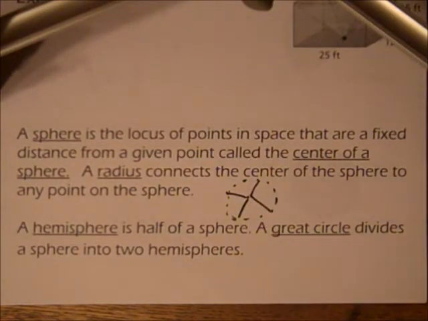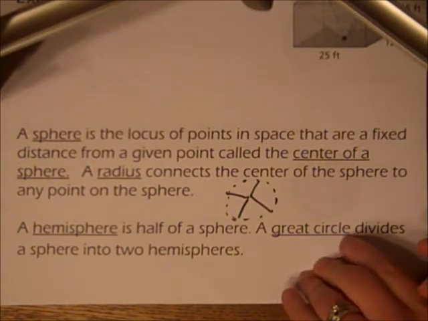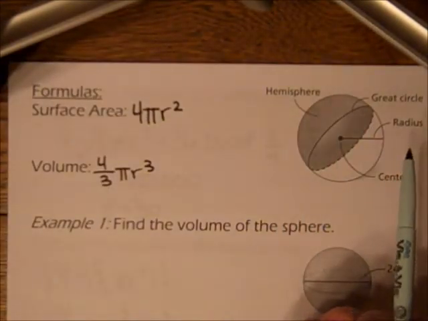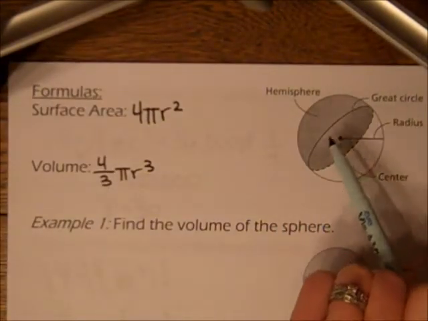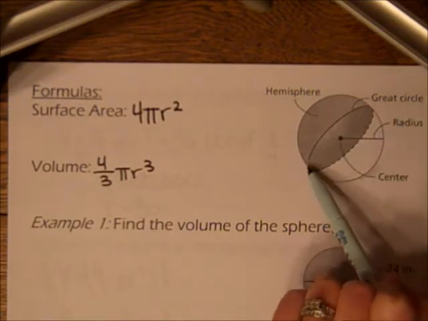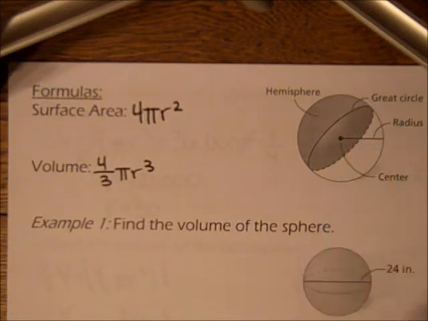So a sphere. A radius connects the center of the sphere to any point on the sphere. A hemisphere is half of a sphere, so all that's old information. What might be new this year is a great circle. A great circle divides the sphere into two hemispheres. So I'll just show you a picture of that over here. Here you can see a picture of the sphere, and here's the great circle. You can kind of think of the great circle like the equator of the earth. It goes around the biggest part around the center. It cuts it exactly in half.